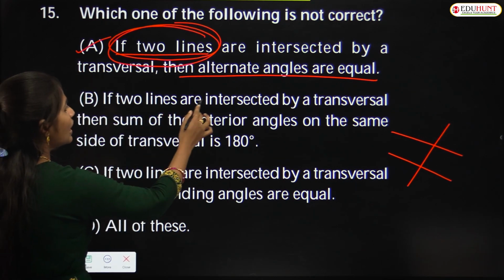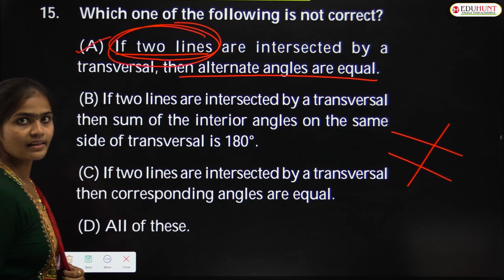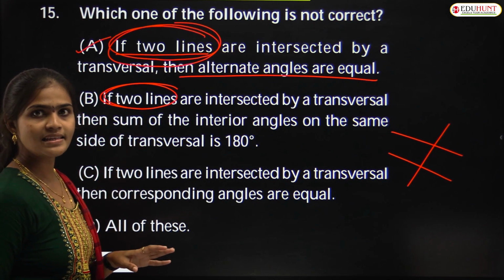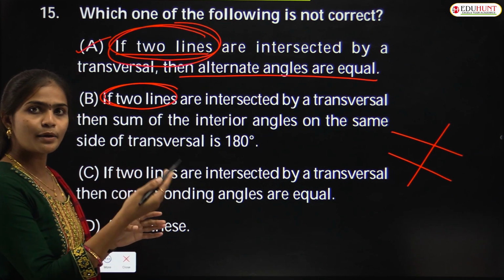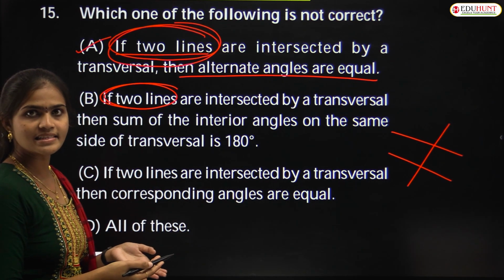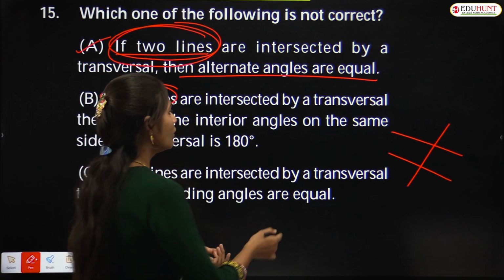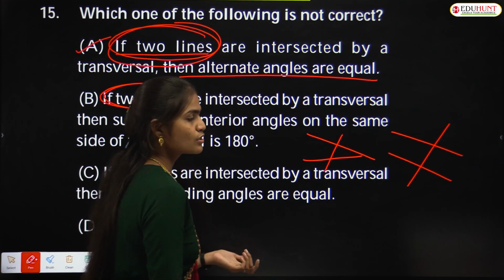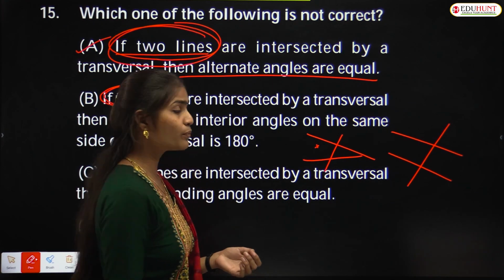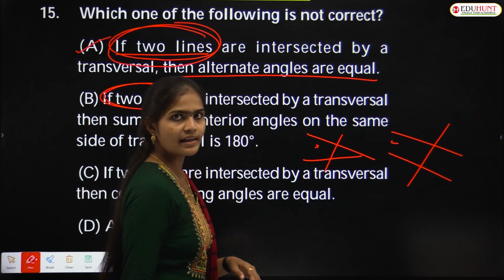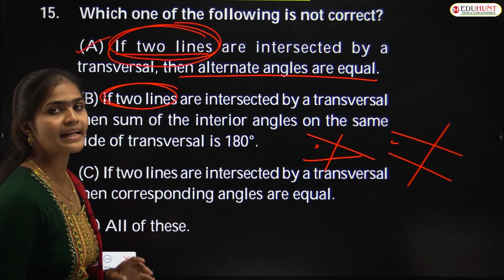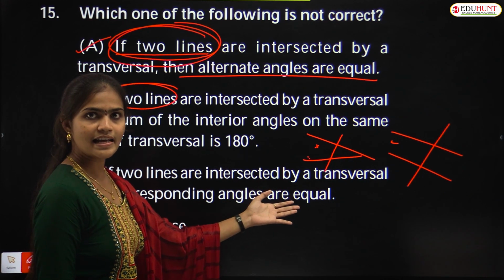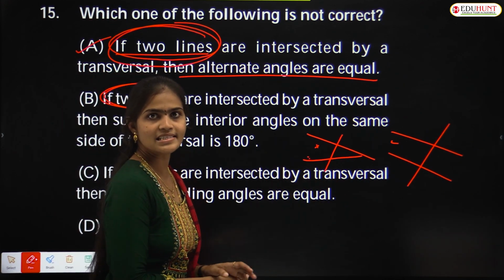Next, if two lines are intersected by a transversal, again they are saying two lines, not parallel lines, and they are not mentioning whether they are parallel or intersecting lines. We have two conditions now: those two are parallel lines or intersecting lines. So here we can't say that those angles are equal. By the parallel condition we can say that alternate angles are equal and corresponding angles are equal, but here we can't say that those angles are equal.